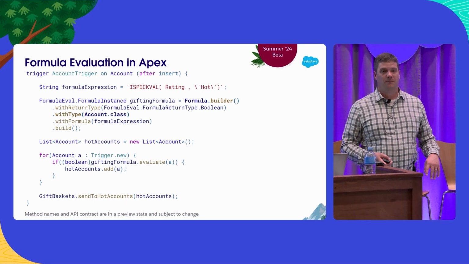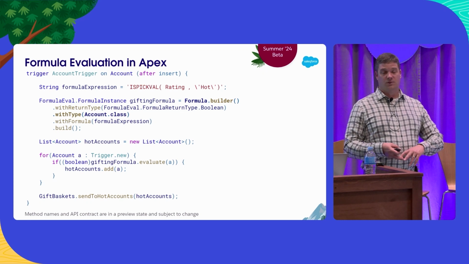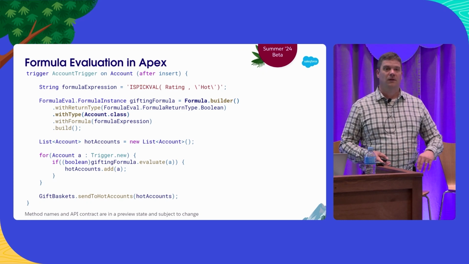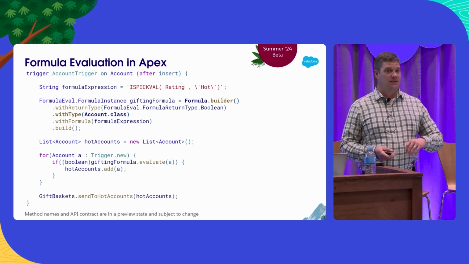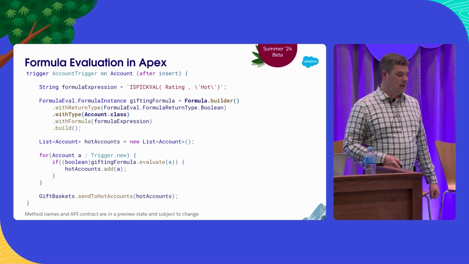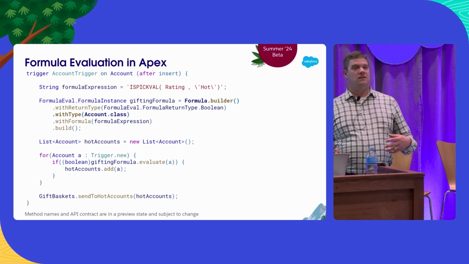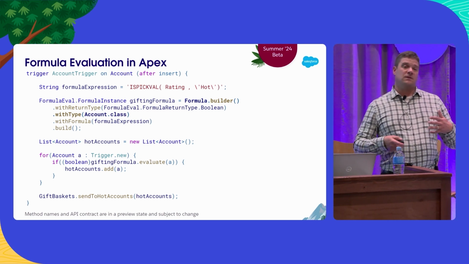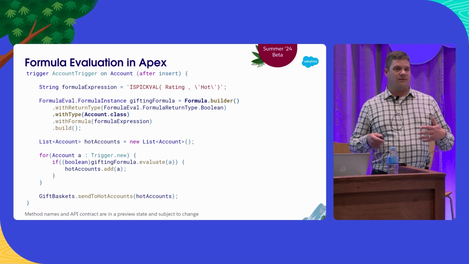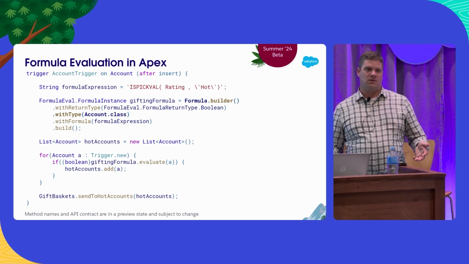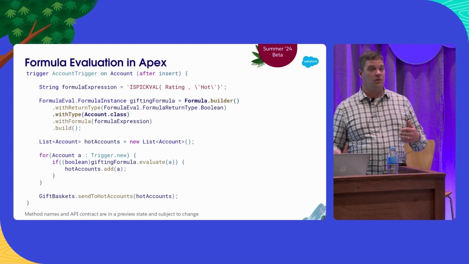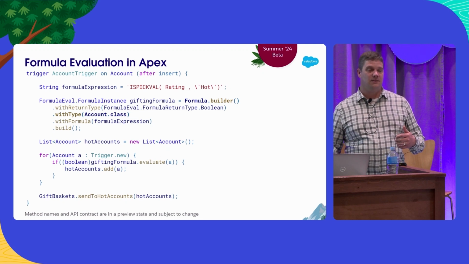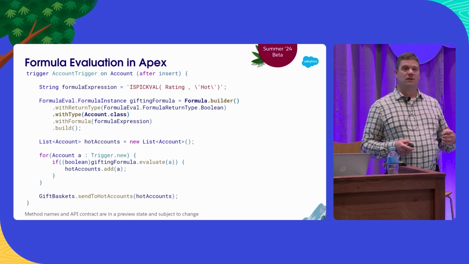We tell the formula builder a few things. We tell it what return type this formula is going to have. We tell it what type of object it's processing over. In this case, it's the Account SObject. And we obviously give it the formula, and we build an instance of that formula. That will do some validation, such as making sure the account has the fields and that the formula syntax is correct. We now have a formula instance, and we can, in a loop, apply that again and again to that object type and get the results of the formula.